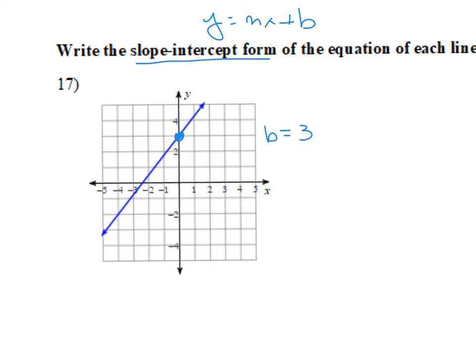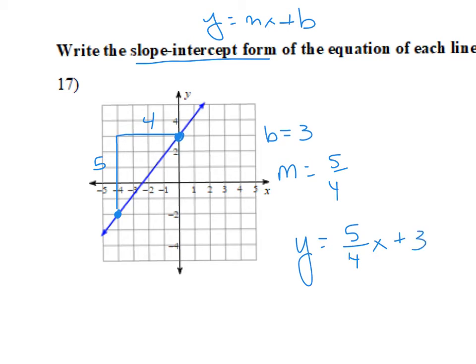And then I'm kind of trying to find a pattern where it looks like it's going to cross. So when I do this, I'm going to count up 5 and run across 4. So my slope will be 5/4. So my equation will be y equals 5/4 x plus 3.